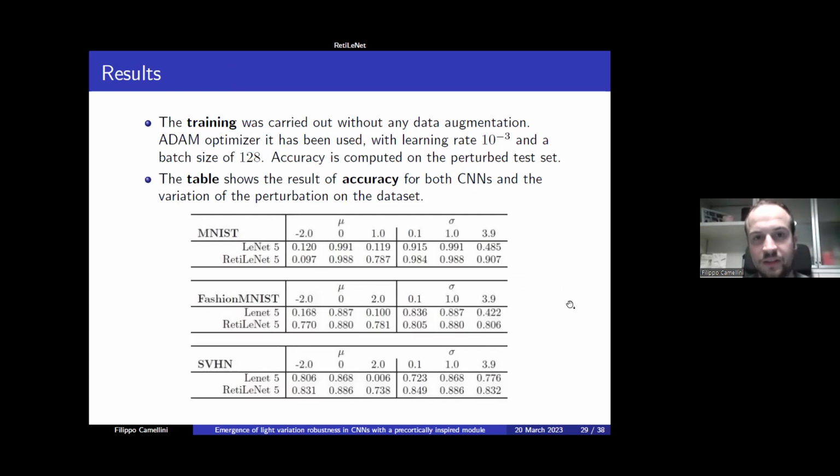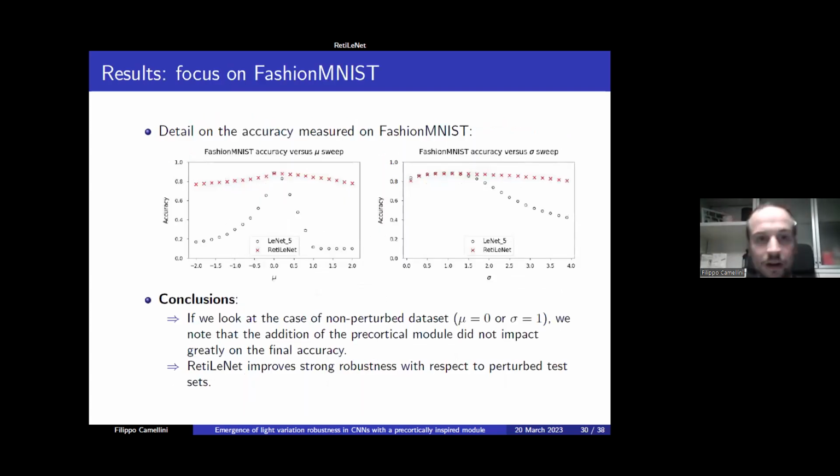I will focus on Fashion MNIST, on this figure that is maybe more clear. The red one is the RetiNet, the custom net, and the black one is the original LeNet5. We see that on the left we have the mu shift, and on the right we have the sigma shift. And in the case of the non-perturbed dataset, corresponding to mu equals 0 or sigma equal to 1, the addition of this module did not impact greatly on the final accuracy. So it is a very good thing. But RetiNet improves robustness strongly with respect to the perturbed test set. So we gain this robustness against perturbation of our images.